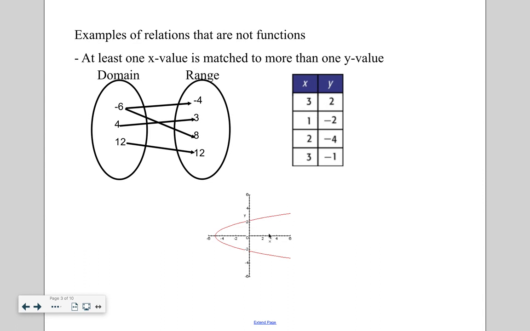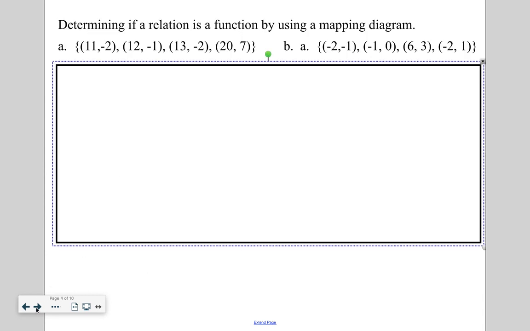Down here, this is an example of a not a function. If you look at the point 2, the input of 2 being x, it matches up here with this y, but it also matches up down here with this y. So that's 2 outputs for 1 input. Doesn't work. So here's an example of not a function.